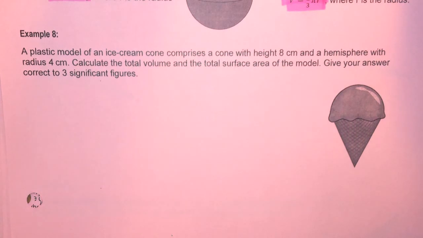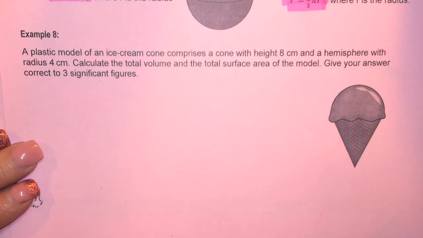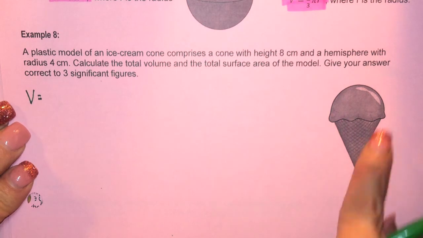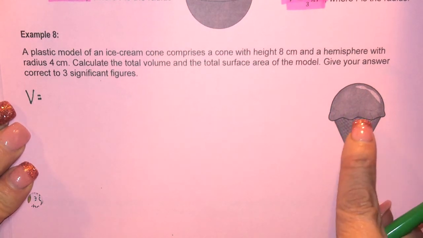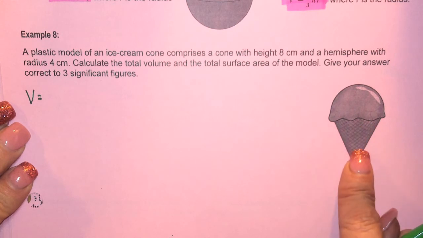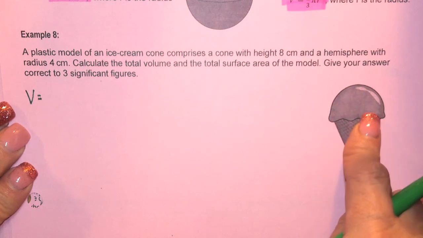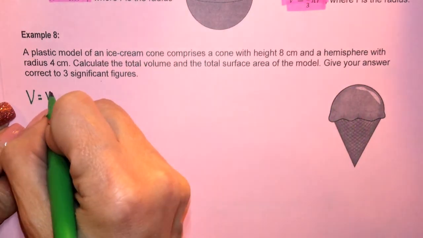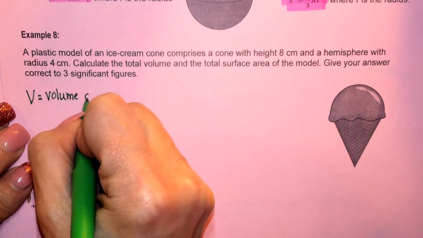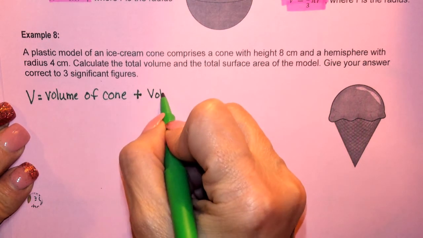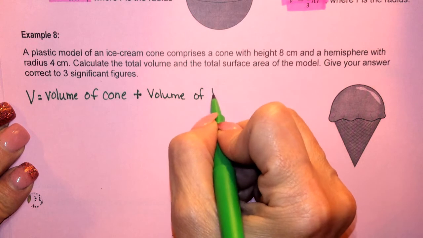Okay, so let's take a look at this cone. Okay, it's a beautiful ice cream cone. What all do we need to find? We need to find the volume and the total surface area. So let's start with the volume. If I want to know the volume of the whole thing, I would need to find the volume of the cone and add it to the volume of the half of it, right? Half of the sphere, the hemisphere, right? So let's just write that out. We want to find the volume of the cone, and let's add it to the other volume, the volume of the hemisphere.